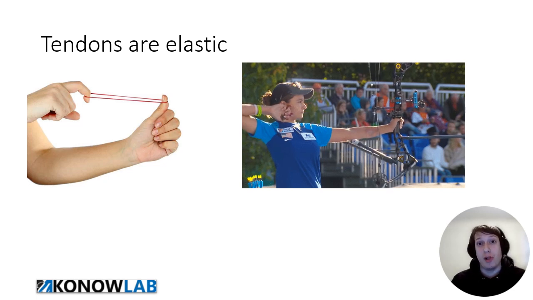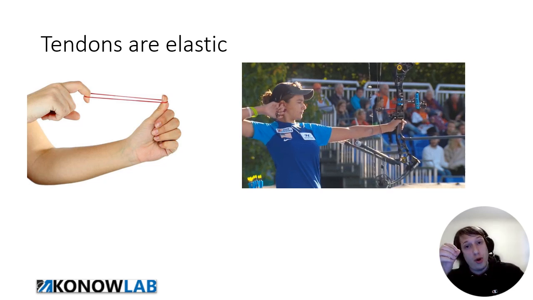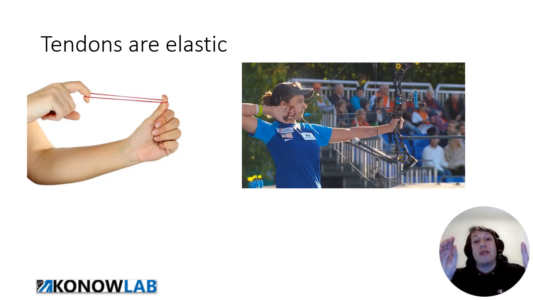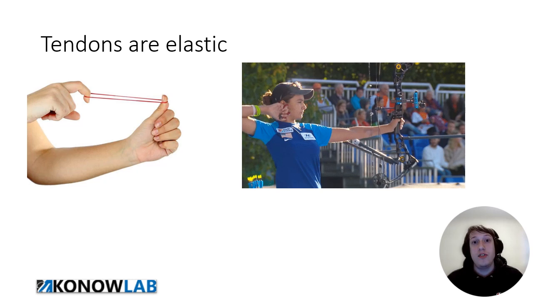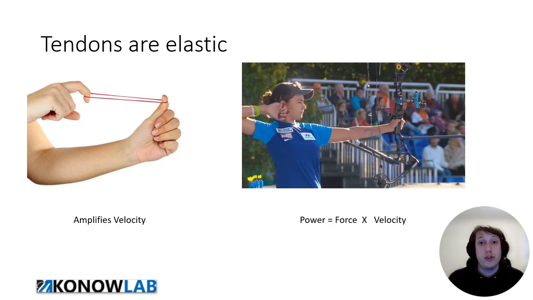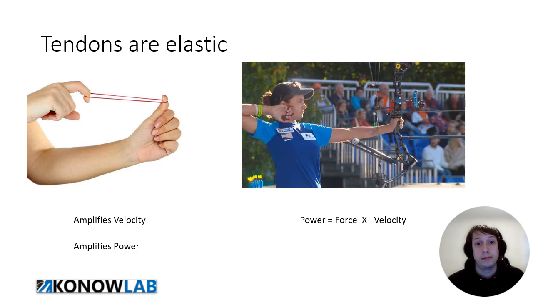Now, tendons are also elastic. You can think about it like an archer drawing a bow. Energy is stored and released. So a contracted muscle will stretch a tendon, release it, and the tendon will rapidly recoil. Now, this amplifies velocity, and power is force times velocity, so you up the velocity, you up the power.